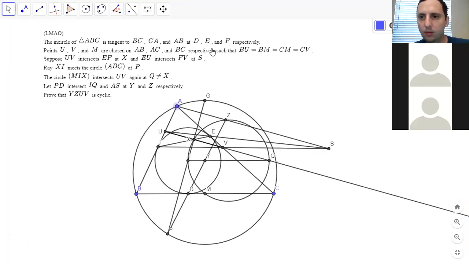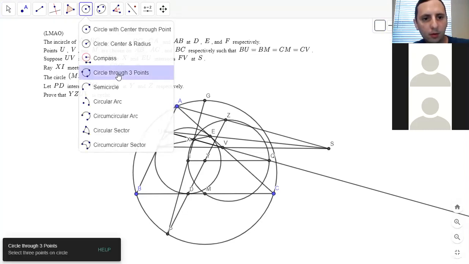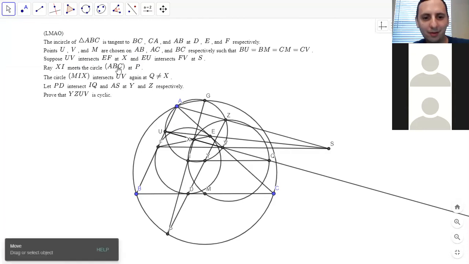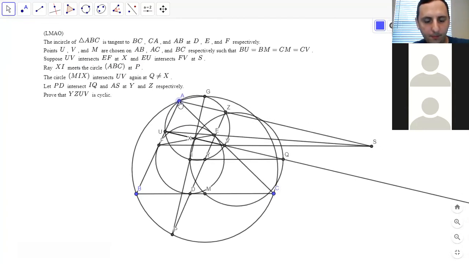AGVIU is cyclic. GVIU. AGVIU. Okay. And Y and Z, it looks like Y and Z are also on that. Oh, that's what we want to prove. We first prove that UAGV is cyclic. Okay. And it is true from spiral similarity. Okay.